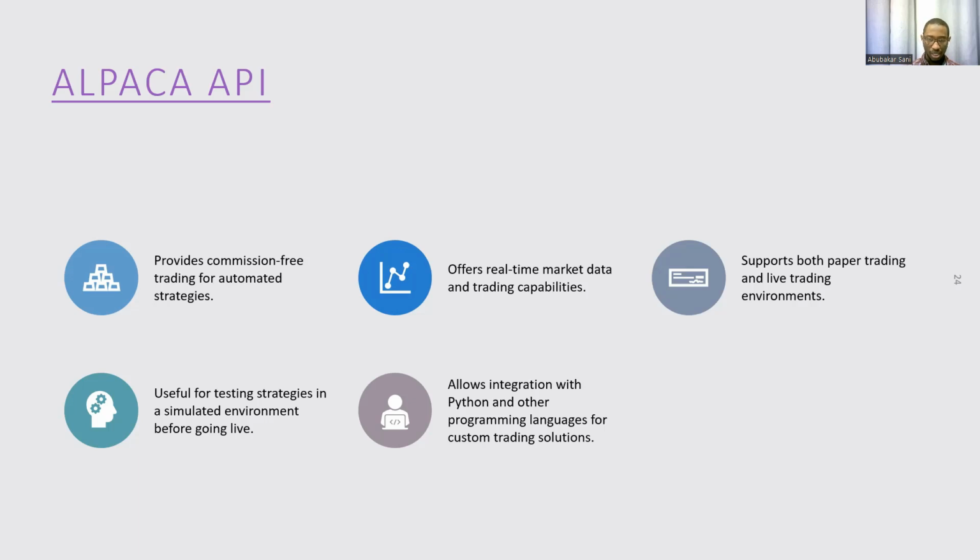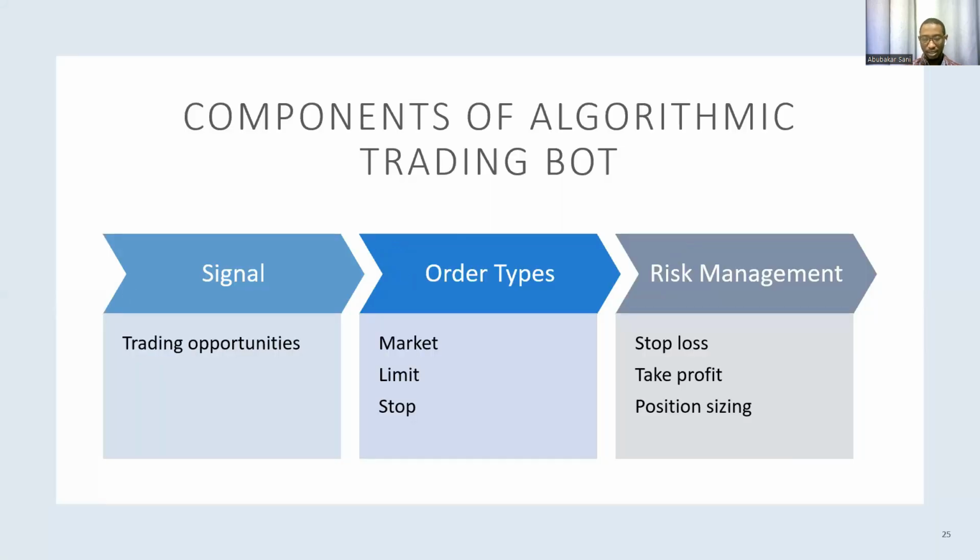The API is the bridge that connects the code with the brokerage account, so that if you execute your code, it will be able to manifest in the brokerage account. So that's the Alpaca API. So these are the tools we are going to use: ChatGPT, Google Colab, some libraries, as well as the Alpaca API.